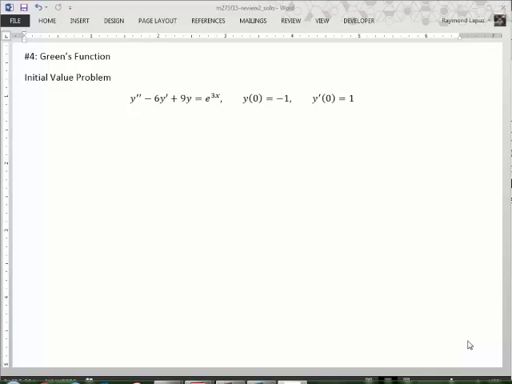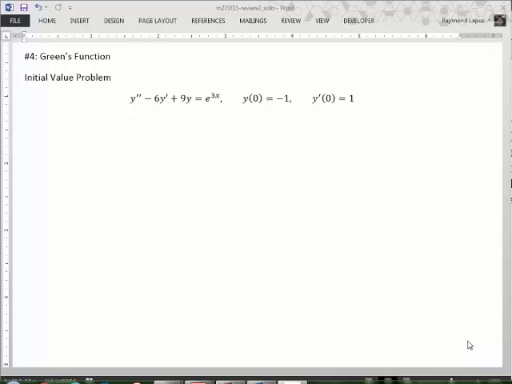Problem number 4, we have an initial value problem, and we're going to use Green's theorem to solve it. We have y double prime minus 6y prime plus 9y is equal to e to the 3x, and we have y of 0 is equal to negative 1, and y prime of 0 is equal to positive 1.